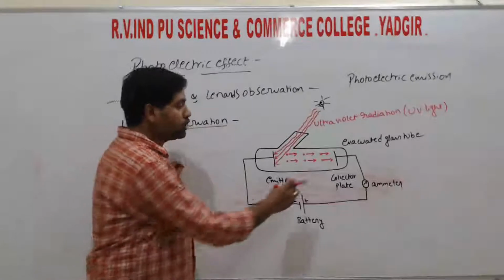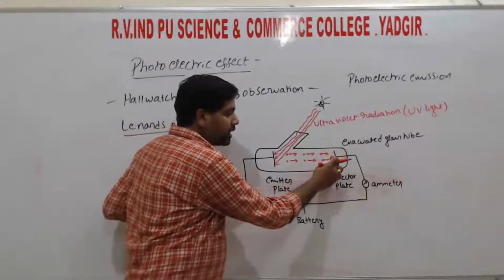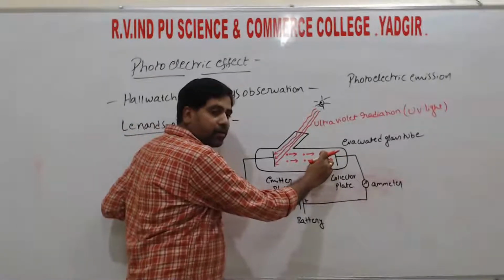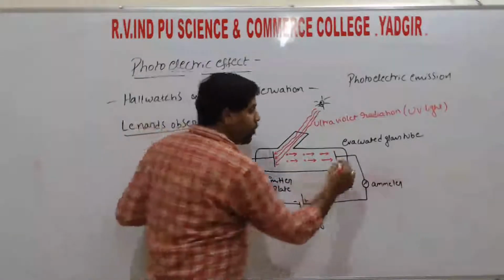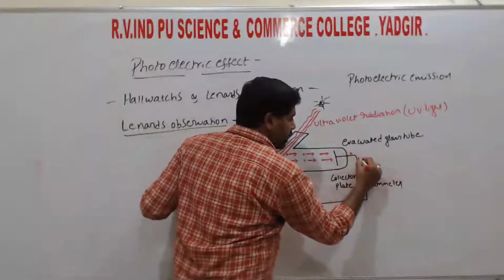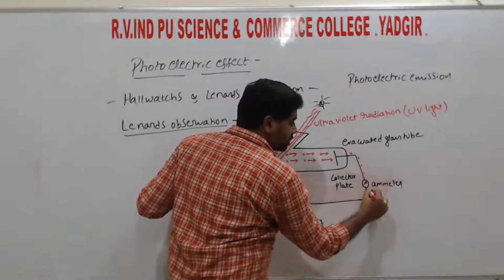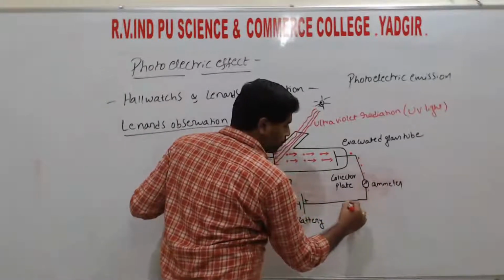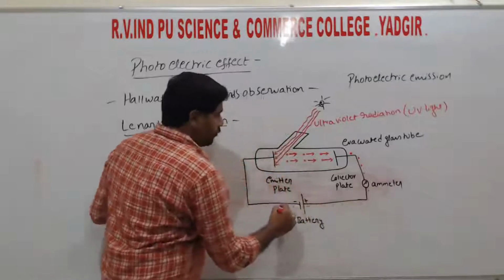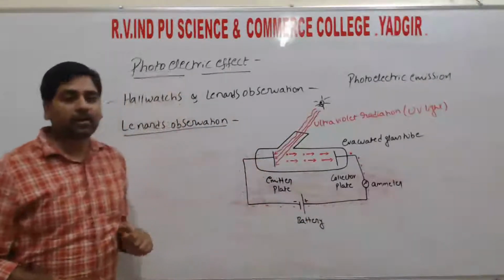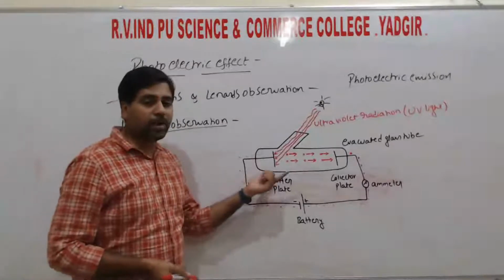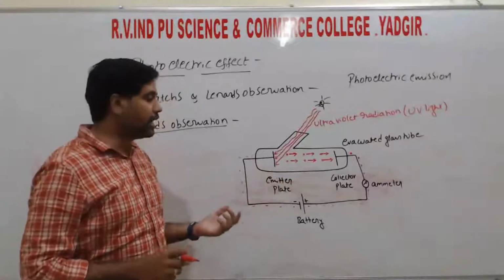So due to positive and negative, there is an attractive force between the electrons and the collector plate, and hence the flow of electrons. So the electrons will flow in this external circuit. The flow of electrons per unit time, that one we call electric current.